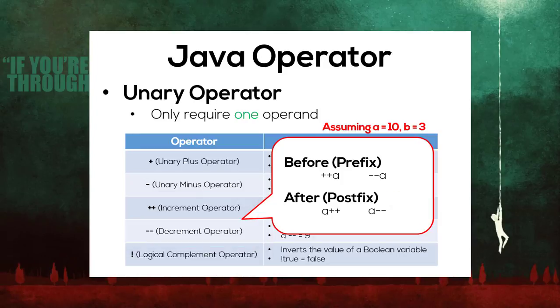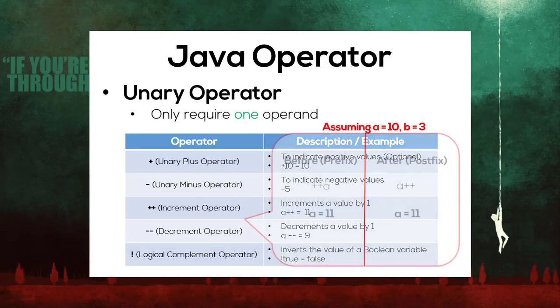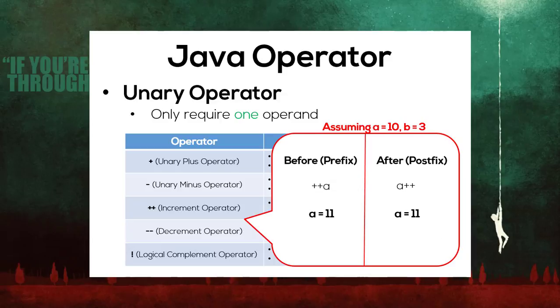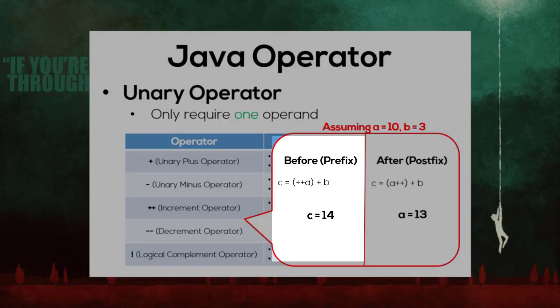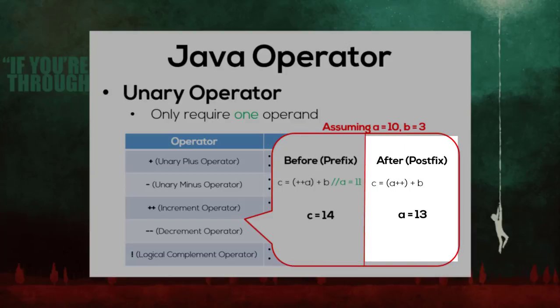Now let's take a look at a few examples. In this case, both sides will return the same result, which is basically to increase the value by 1. No issues. But how about this? The value of c from the left will be 14, whereas the one on the right will be 13. Why? Because if the increment operator is applied before the operand, the value in variable a will be incremented by 1 first before entering the line. Whereas if the increment operator is applied after the operand, the value in variable a will be incremented by 1 after exiting the line.